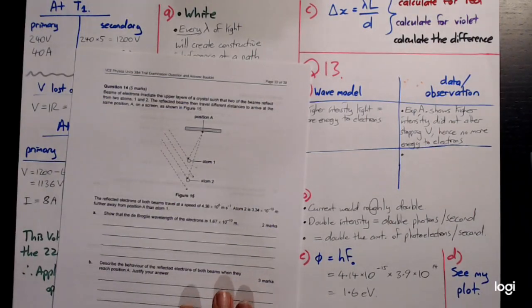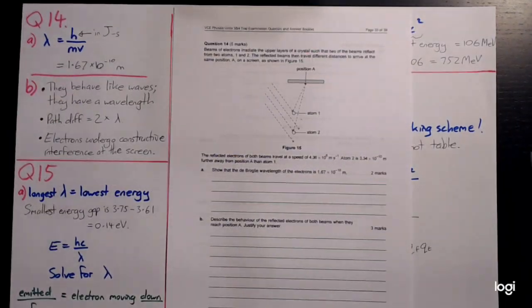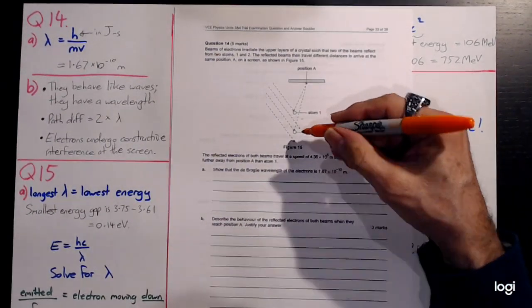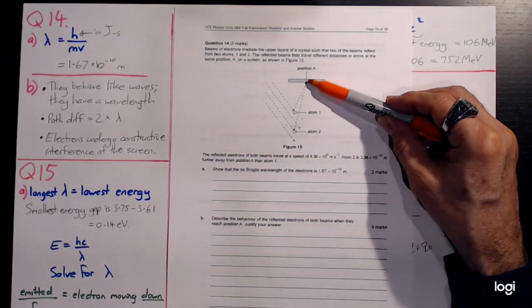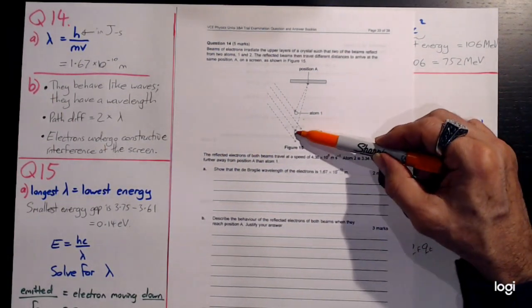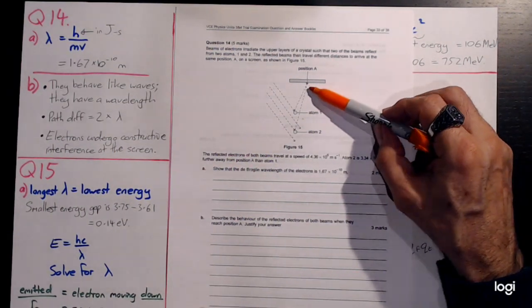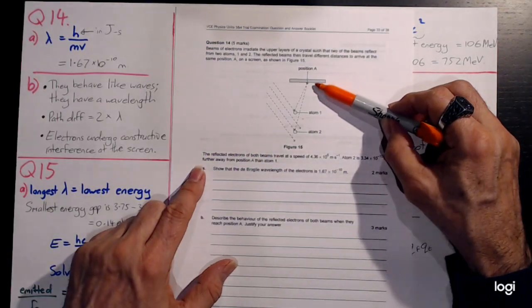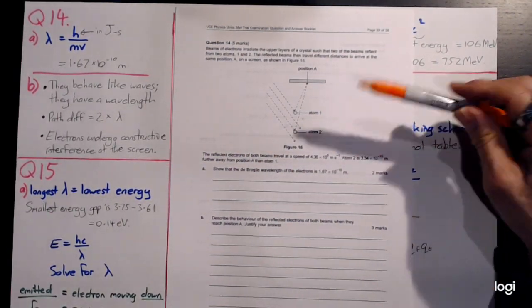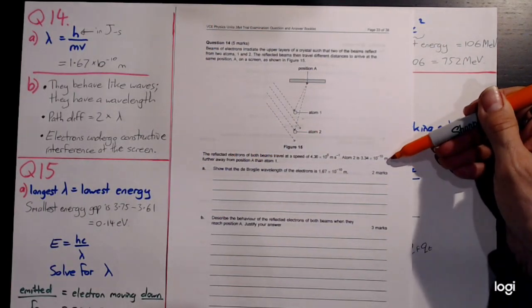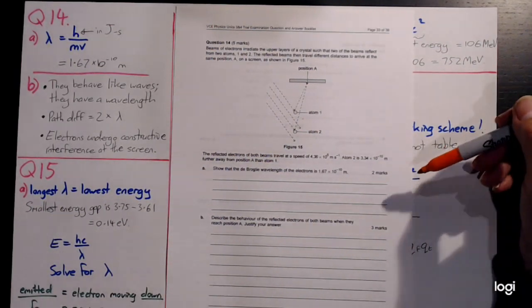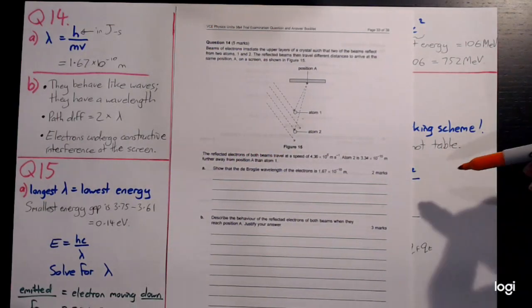Next. 14. Okay, beams of electrons irradiate the upper layers of a crystal such that 2 of the beams reflect from 2 atoms, atom 1 and atom 2. There you go. The reflected beams travel different distances to get to the same position A on a screen as shown in figure 15. The reflected electrons of both beams travel at that speed. Atom 2 is that much further away from A than atom 1. Show that the de Broglie wavelength of the electrons is that.